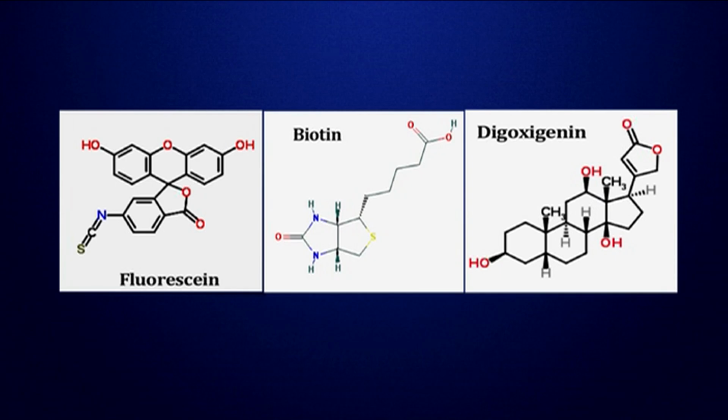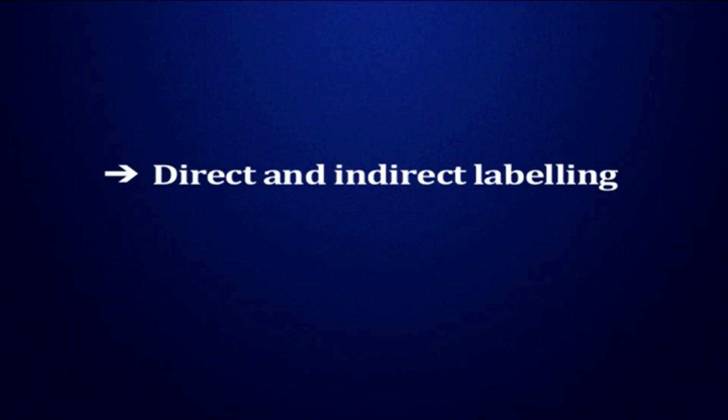Probe sizes range from 20 base pairs to 1000 base pairs. Probe size is important because longer probes hybridize less specifically than the shorter probes. A short strand of DNA or RNA which is complementary to a given target sequence can be used to identify or locate the target. Now, direct and indirect labeling.